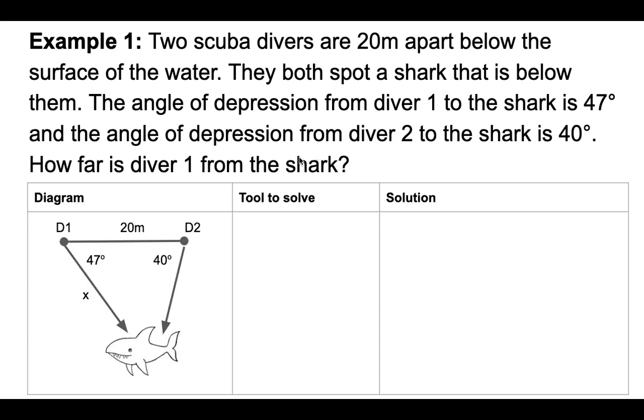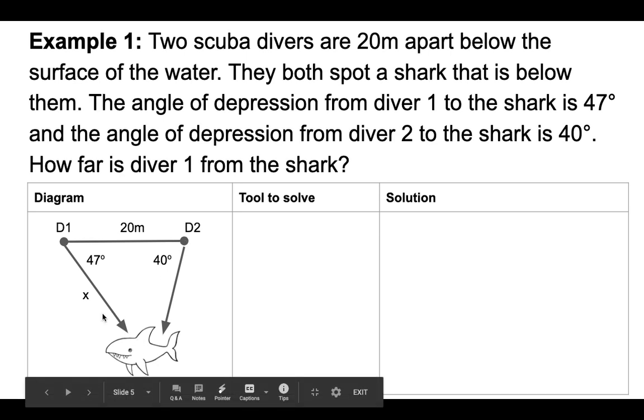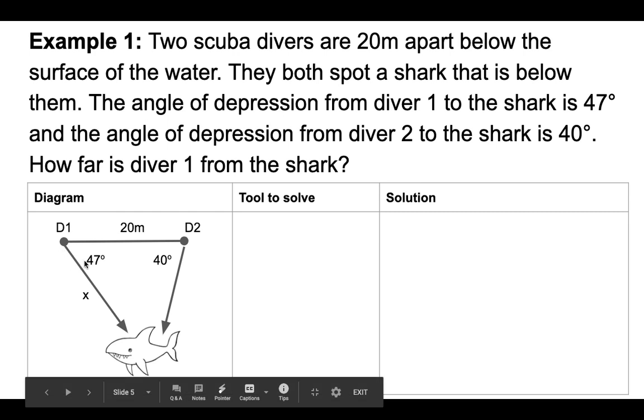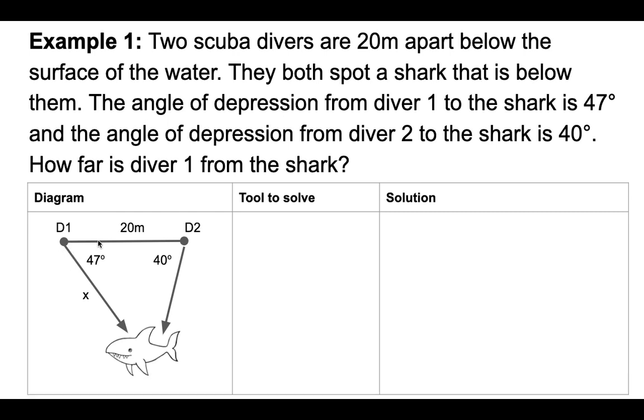So here's the diagram that I've created. Here's diver 1, here's diver 2, and then here's the shark. Diver 1 has an angle with the shark at 47 degrees. See how I'm measuring from the horizontal down? I don't measure from a vertical over. So the angle of depression, you can imagine if I depress this line, it can go down to here by 47 degrees. The angle of depression for diver 2 from the horizontal to the shark is 40 degrees. And the distance between the two divers is 20 meters.